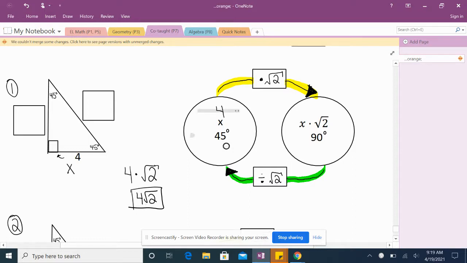So this is the hypotenuse. And remember that our legs are the same.